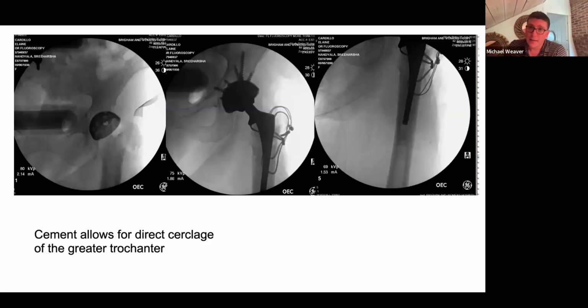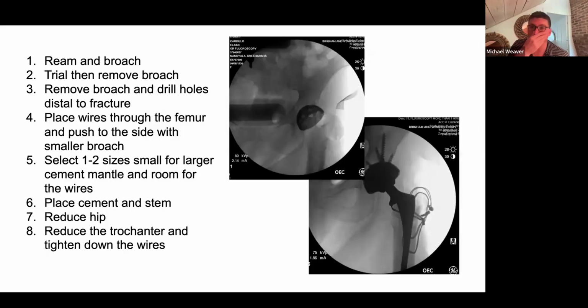And so I use a technique. It's actually an old technique that Charnley described for fixing the osteotomies that they used to use on every hip. Essentially, by using cement and drill holes, these are just cerclage wires around the greater trochanter to hold it down and in place. And it works out really nicely. You drill the holes and place the wires before placing the cement. That is a really nice technique for controlling the greater trochanter.